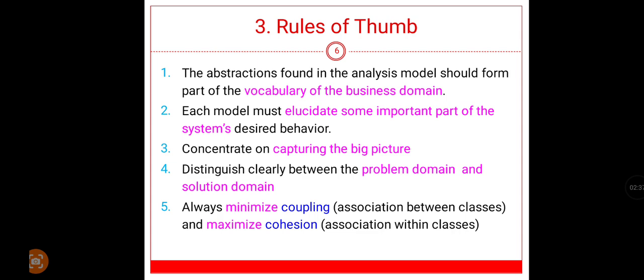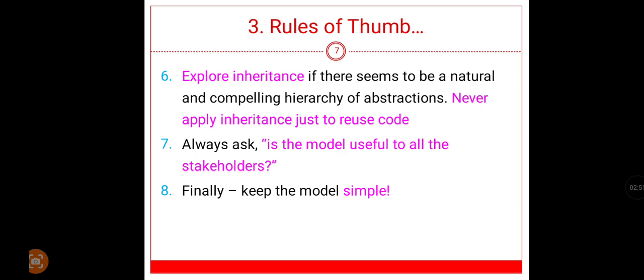Low coupling means classes depend less on each other, making the software easier to modify. High cohesion means each class performs one well-defined responsibility, making the system more organized and maintainable. So let's continue with a few more important guidelines.